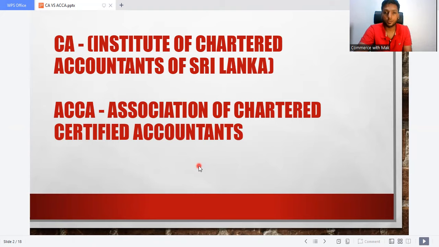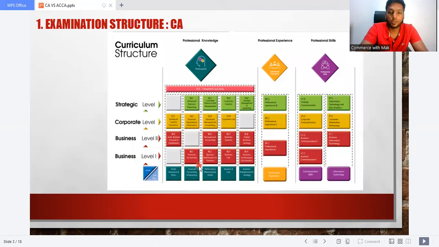There are other professional qualifications like CIMA, CPA, CMA, CISI. You can see a lot of qualifications, but these two are the best qualifications to compare because both are almost similar. So students get confused about which is the correct qualification to choose. So I'm going to start with the first part, examination structure.